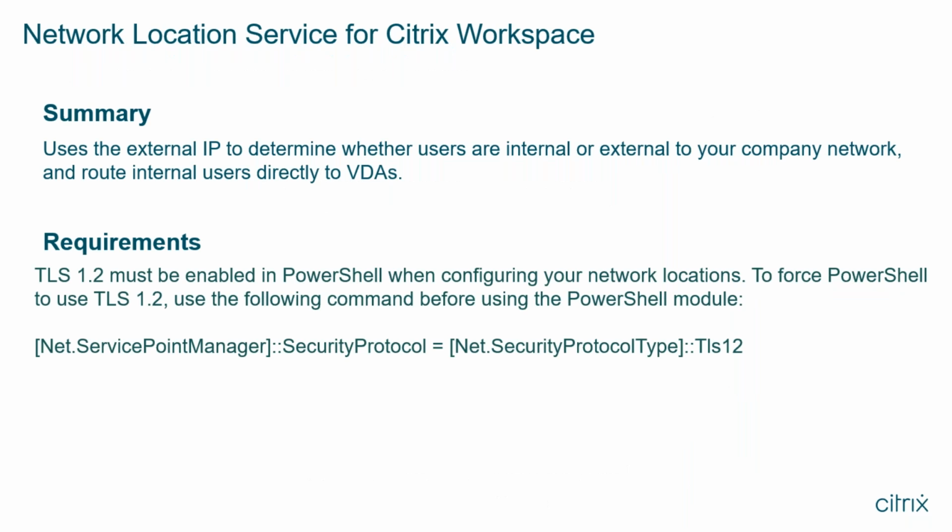So how do we do this? We use the external IP addresses of the VDA to determine whether the users are internal or external to the company network and route the internal users direct to the VDAs. We do have the requirement that TLS 1.2 must be enabled in PowerShell when we're configuring the location service in PowerShell. And we can force PowerShell to use TLS 1.2 by using the below command.